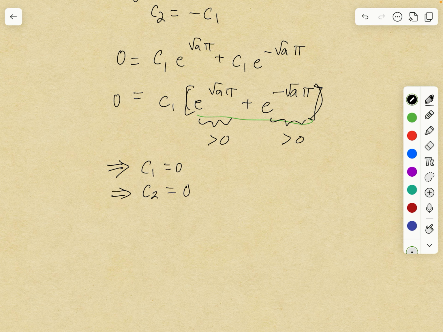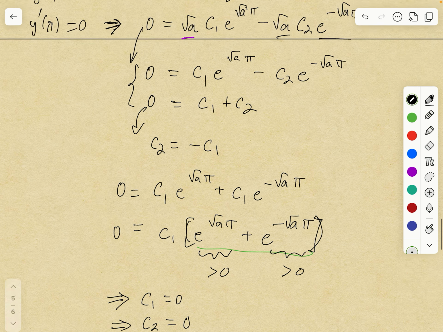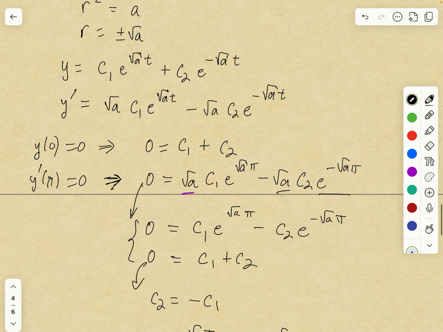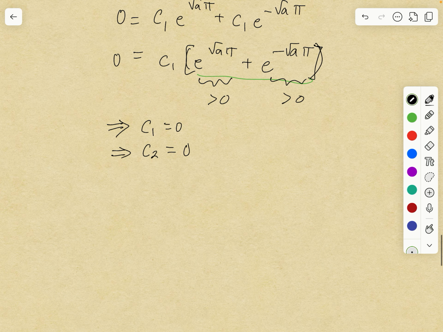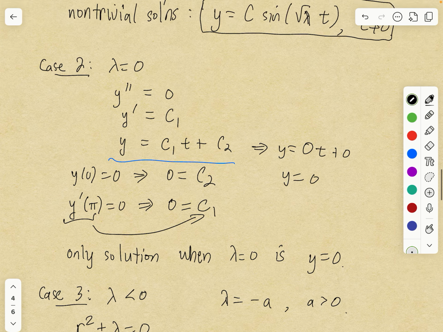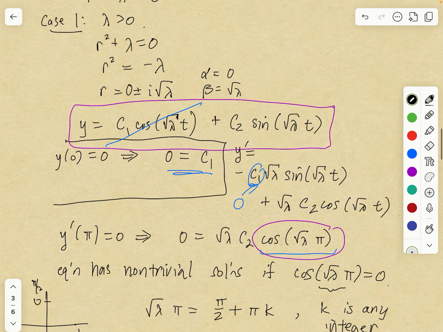So what does that tell me? Once I find that C1 and C2 are both 0, what does that tell me about my function? What does that tell me about my y? It must be 0, right? It must be the 0 function, because when you replace C1 and C2 by 0, you just get y equals 0. So that means that in case 3, you have no non-trivial solutions. The only solution is y equals 0. So no non-trivial solution. And so now that we've done all three cases, we are finally done with the problem.